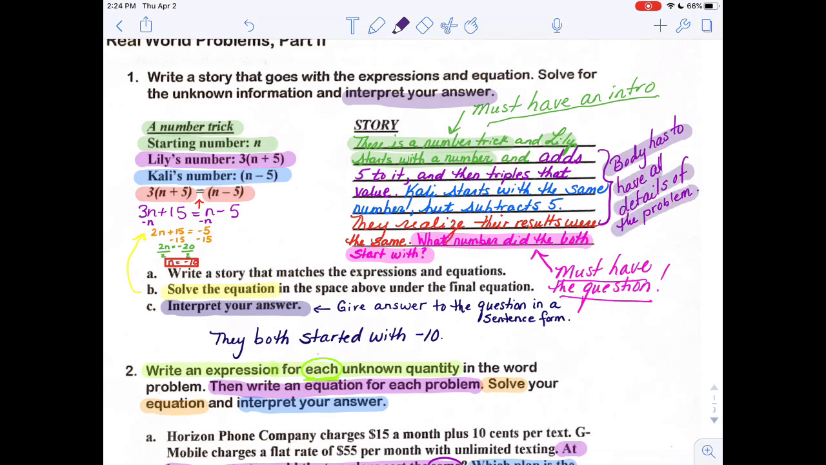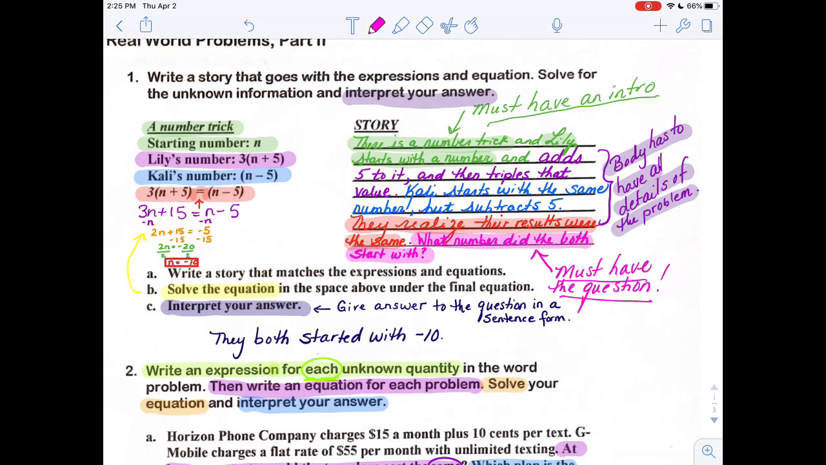So it's about that number trick, Lily's number she guessed, Callie's number she guessed. But the big thing that's a little bit different here is that equal sign between these two, between Lily and Callie, which means they are equal. So that's when you're seeing this part right here about realizing their results were the same. And then trying to figure out that answer.